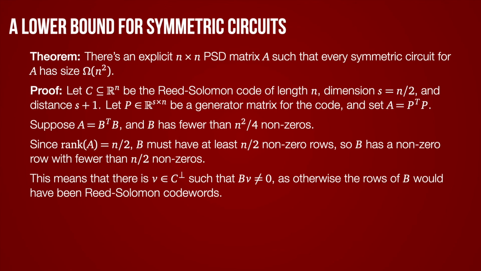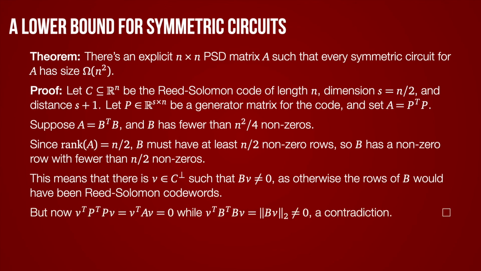So we have that BV is a non-zero vector, but now when we look at V transpose times A times V, well, on the one hand it equals V transpose times P transpose times P times V, and since V is in the dual of C, PV is 0, and this is 0. But V transpose times B transpose times B times V is just the L2 norm of the vector B times V, which is a non-zero vector, so it's non-zero, which is a contradiction. So it cannot be the case that you can decompose A as B transpose times B for a sparse matrix B.